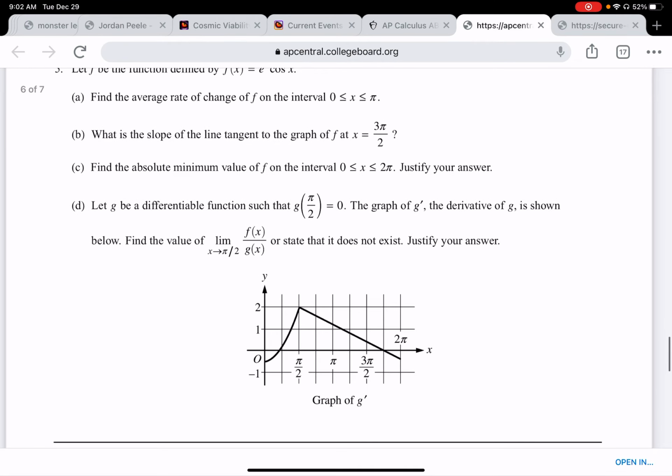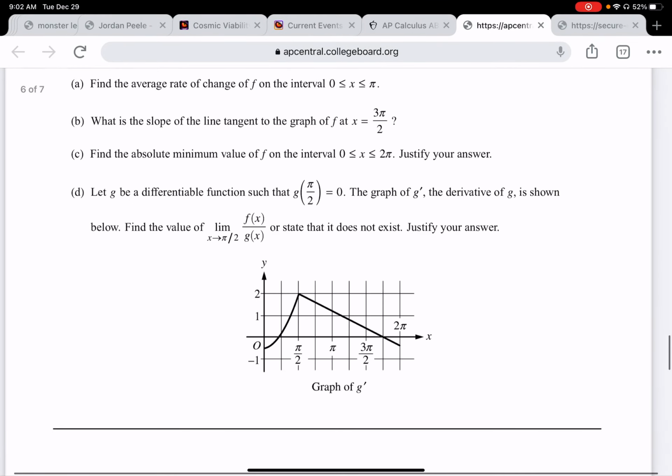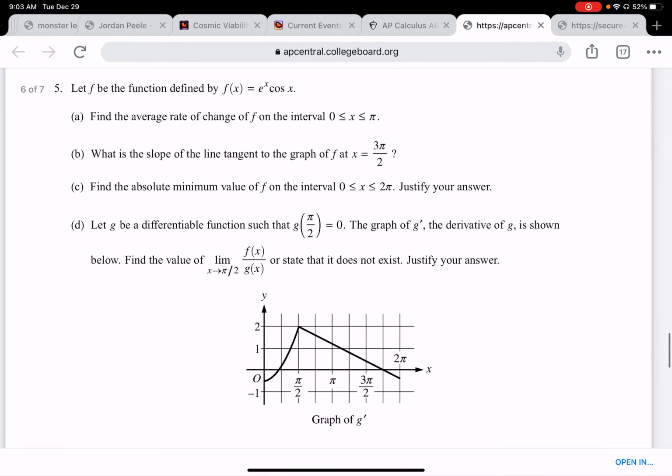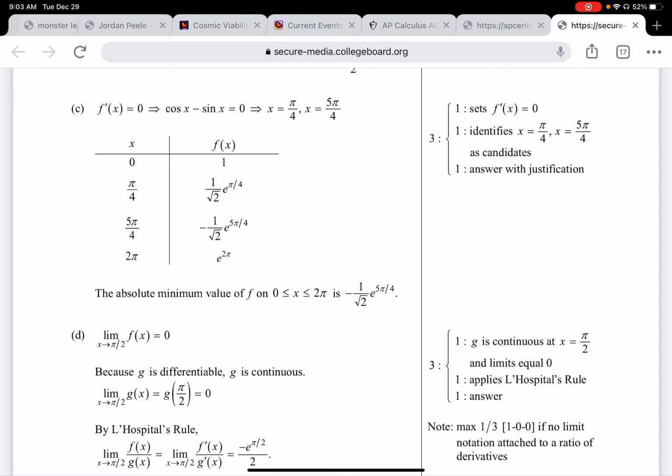We want to find the value of the limit as x approaches pi over 2 of f of x divided by g of x, or state that it does not exist. And look at this, justify your answer. So when justifying your answer, I want to be as thorough as possible about how I'm supposed to approach this, and after I get my answer, why that answer is actually valid. Chances are, if there's a limit on the response section, you're having to use L'Hopital's rule, so you have to justify that you can use it. You can only use it if you have the indeterminate form 0 over 0 or infinity over infinity.